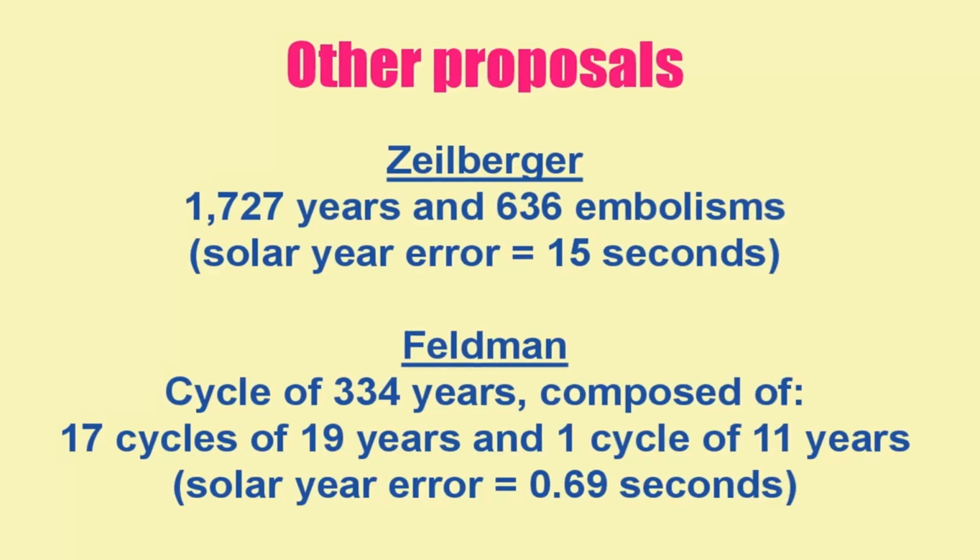Feldman suggested another calendar reform that was less radical than Zeilberger's, because it maintains the 19-year cycle with a slight modification. The years are divided into blocks of 334, in which there are 17 cycles of 19 years with the same characteristics as the current cycle.